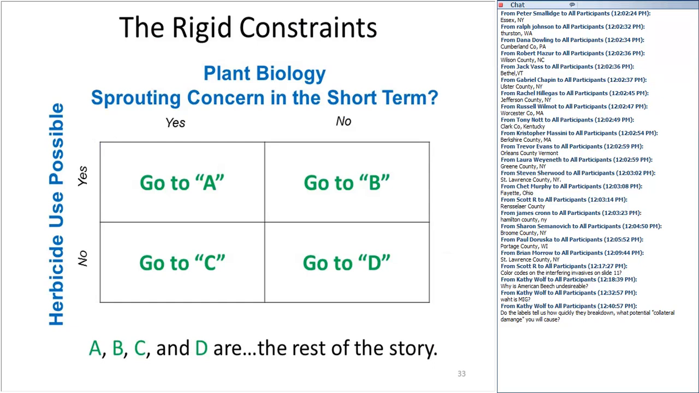So let's say that yes, sprouting is a concern, but yes, it's possible to use herbicides, then there's a whole series of thinking where we would go to A. So this was as far as I got with my flow chart, or my dichotomous key, was to look at these two variables. As we look down through these 10 factors, you get the sense that it'll be hard for me to get beyond this kind of 2x2 matrix.